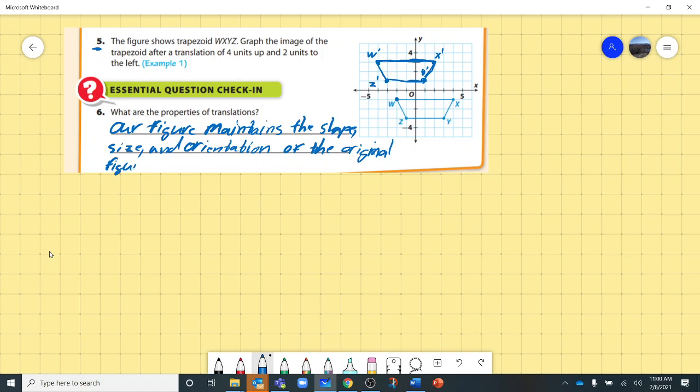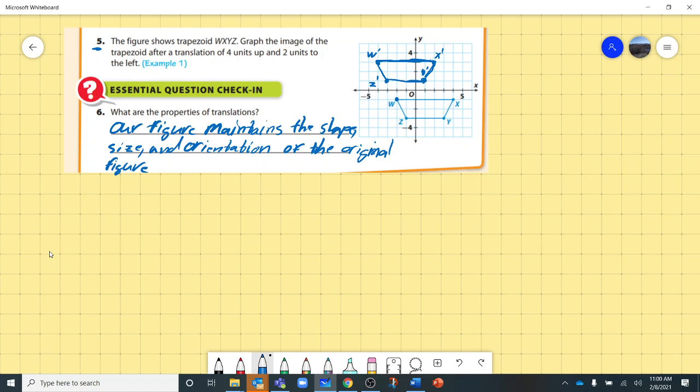And if that's what you wrote, I'll know that you watched the video, I guess. What that really means is our shape, the angles don't change, the length of the sides don't change, the way the figure is facing doesn't change. Everything stays the same. The only thing that changes is the position of the figure. And that's all that translations do. They just move it to somewhere new on our graph grid.